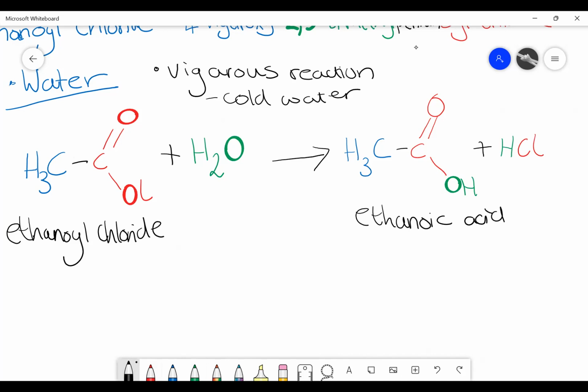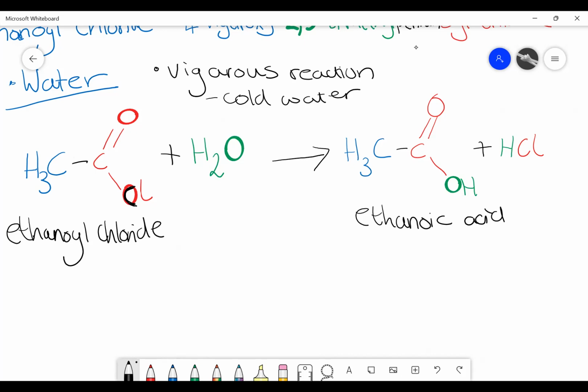So you can see that, I don't know why that says O here, and it won't rub out. That should be a Cl. So let's just make that a C. So that chlorine reacts, it loses that really quickly. It loses that chlorine, it's replaced with the OH group from the water. And then we have hydrochloric acid being formed, HCl over there, and then ethanoic acid is our product here.